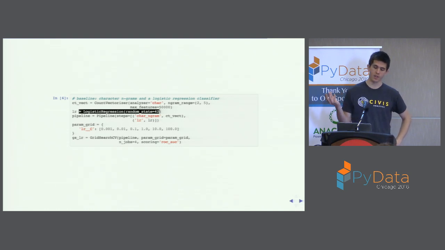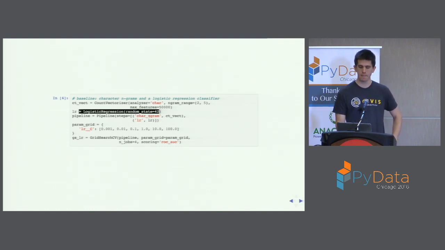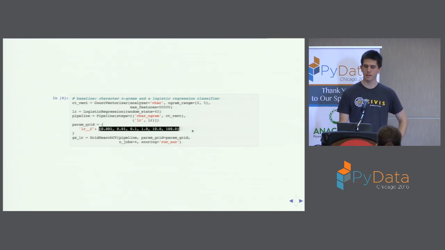We'll instantiate the logistic regression class from scikit-learn instead. And then our parameter grid will be slightly different. We'll just tune over the L2 penalty.